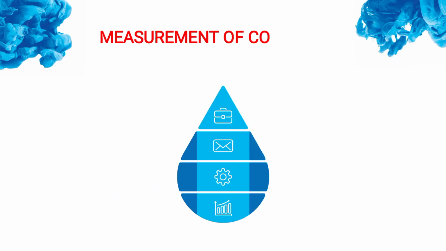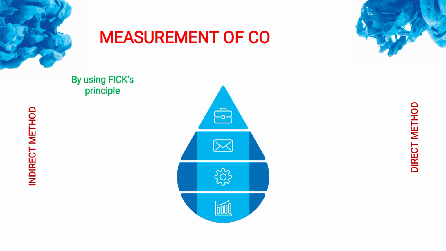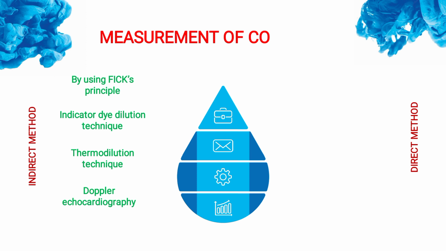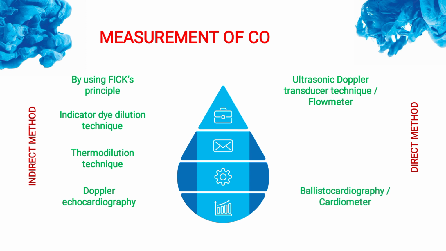How do we measure cardiac output? By indirect method and direct method. Under indirect method, by using the Fick principle, indicator dye dilution technique, thermodilution technique and Doppler echocardiography. Under direct method, ultrasonic Doppler transducer technique or the flow meter and ballistocardiography or the cardiometer.